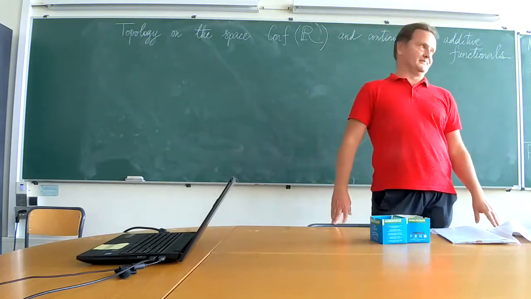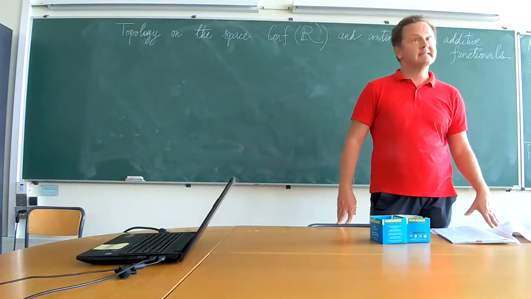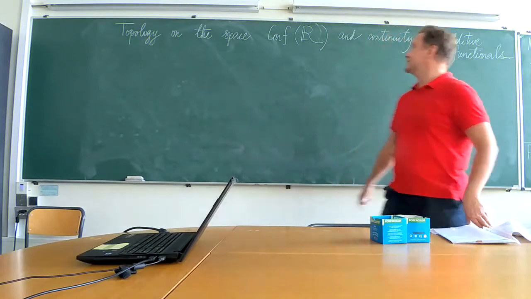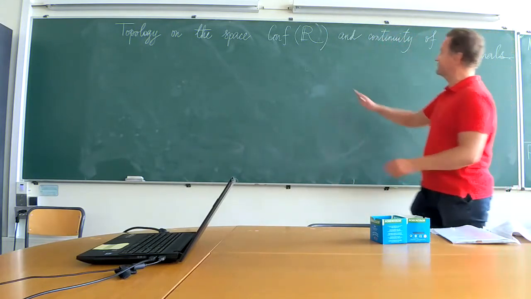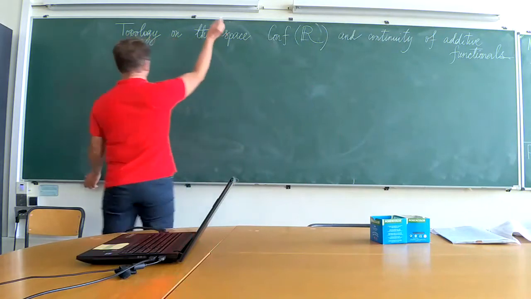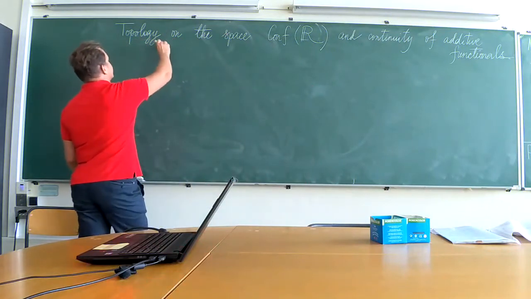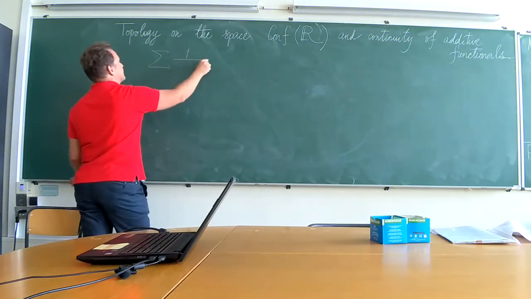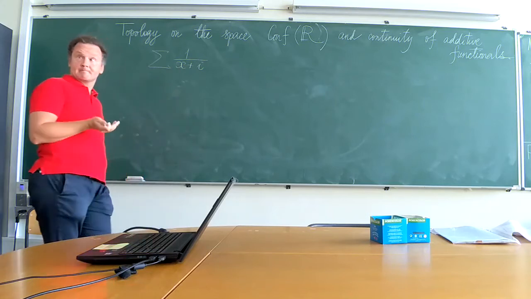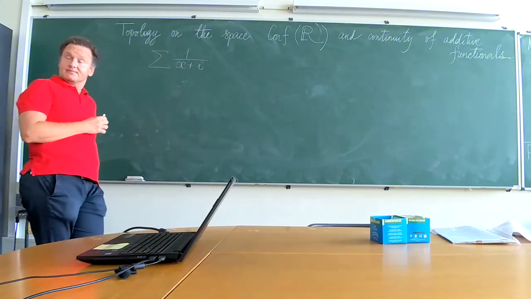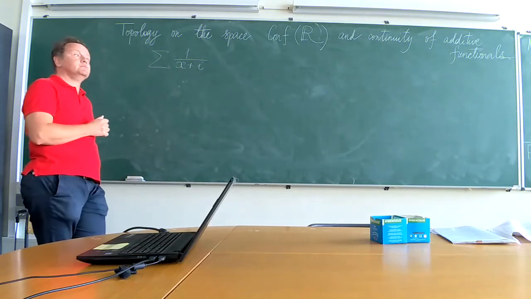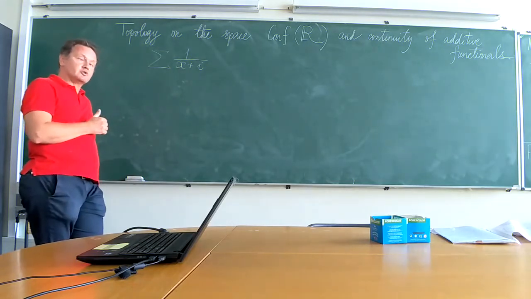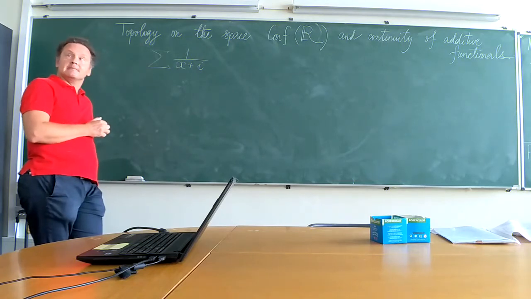This is not enough for us. This topology is very nice, but it's not enough for us. The additive functional, my favorite additive functional, is not continuous with respect to this topology. It's not continuous, but that's what we mean. So we do need to make this continuous.